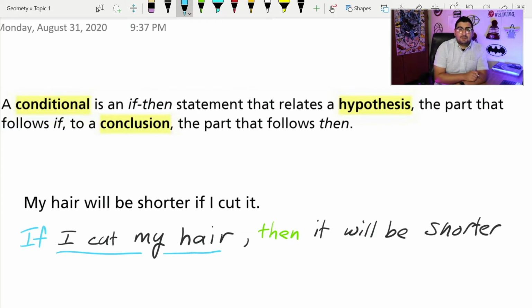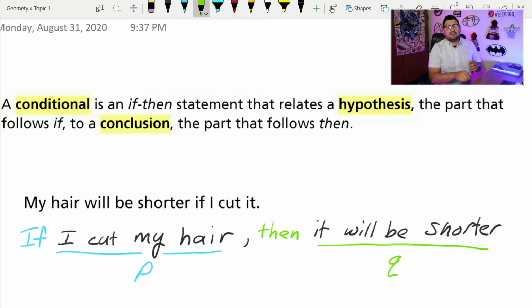A lot of times the way we describe the hypothesis can be with the letter P. That's the way we denote it. We say if P, then our conclusion, a lot of times referenced as Q. A lot of times you'll see the words if P, then Q, or you'll see this diagram, which means the same thing. P, then Q. Okay? So, if I cut my hair, then it will be shorter. So this is an example of what a conditional is and how to write it.